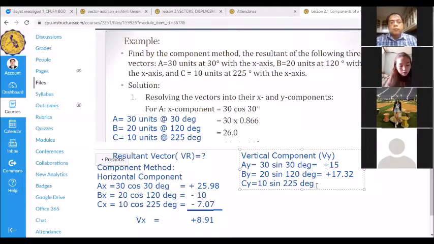Then the last value is what? Negative. Negative what? Negative 7.07. And what's our next thing to find?